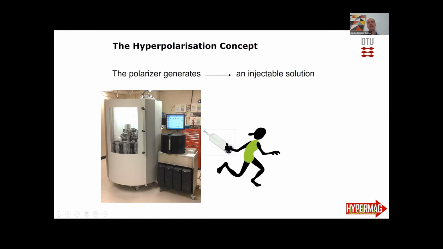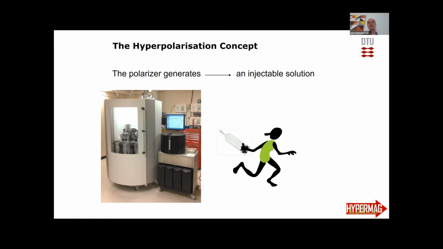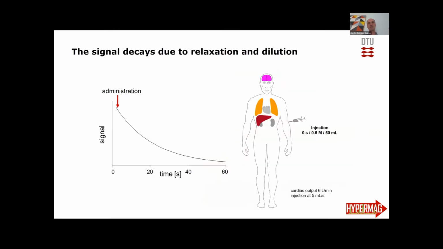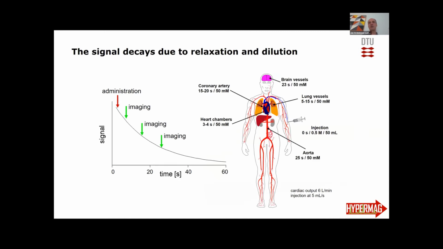So the SpinLab generates the hyperpolarized solution. The operator takes the MedRat syringe from the quality assurance, quality control system. It's being released, and then the operator quickly runs to the MR scanner and injects it into the patient, and then the imaging takes place within the first minute, during the lifetime of the hyperpolarized state, the T1 of the hyperpolarized agent. So the signal from the hyperpolarized solution, of course, decays very quickly. It's being diluted in the bloodstream.